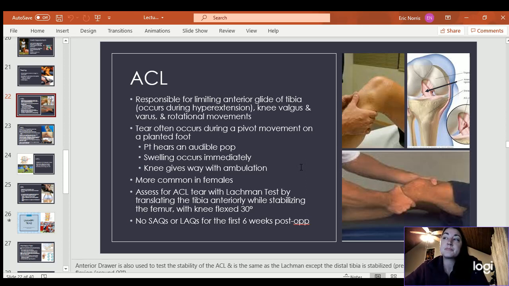Of course, ACL tears are more common in females. We know that's related to the increased Q angle, and one of the ways we fight against that is by strengthening gluteus medius and VMO.